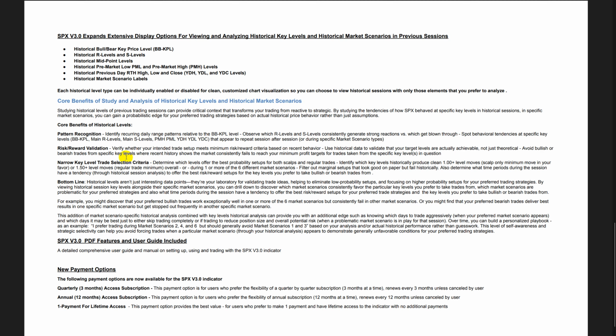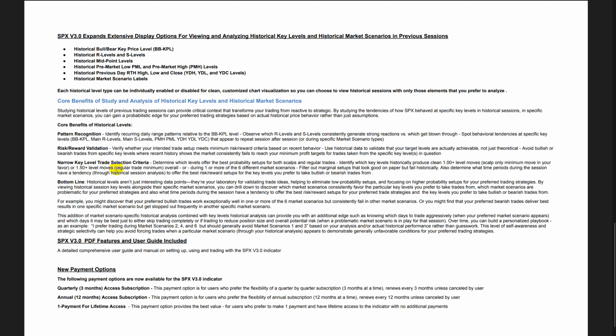Risk reward validation: verify whether your intended trade setup meets minimum risk reward criteria based on recent behavior. So use historical data and analysis, viewing the historical sessions, to validate that your target levels actually are achievable, not just theoretical. So you can avoid bullish or bearish trades from specific key levels where recent history of your analysis of historical sessions shows the market consistently may fail to reach your minimum profit targets for trades taken from the specific key levels in question that you're looking at trading.